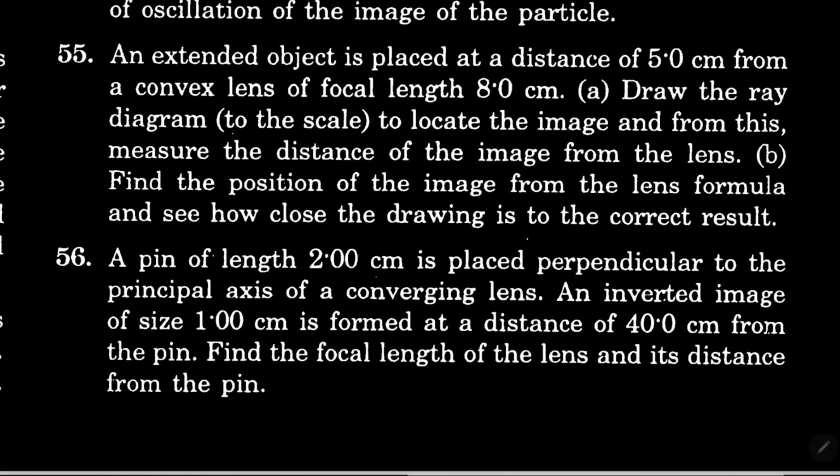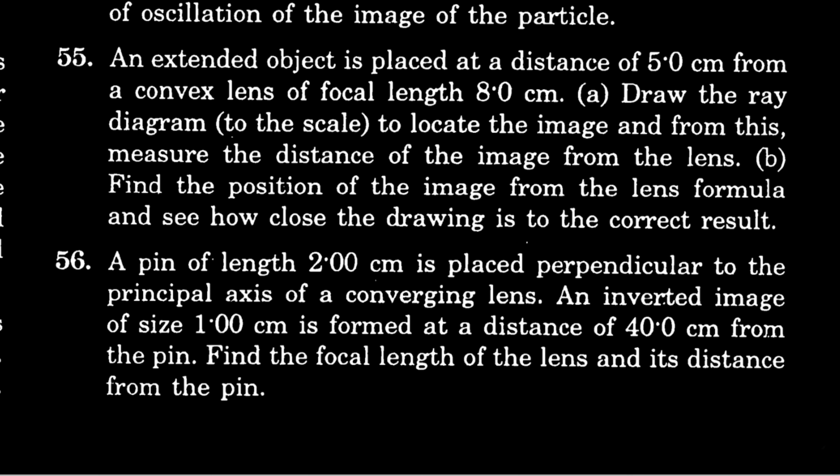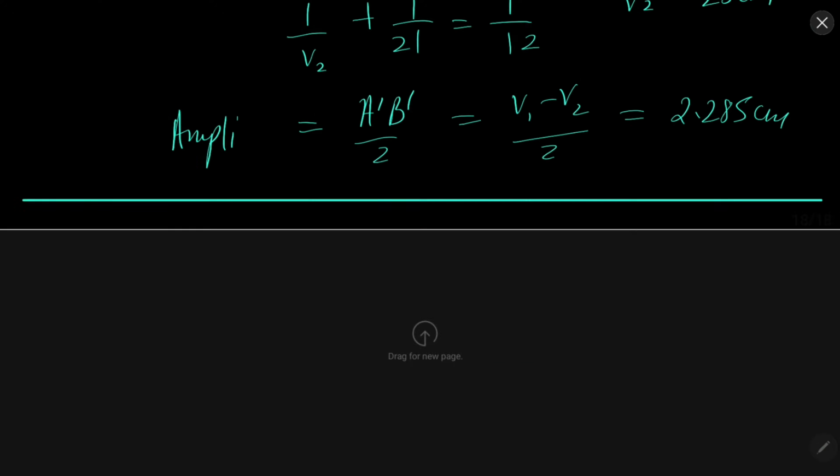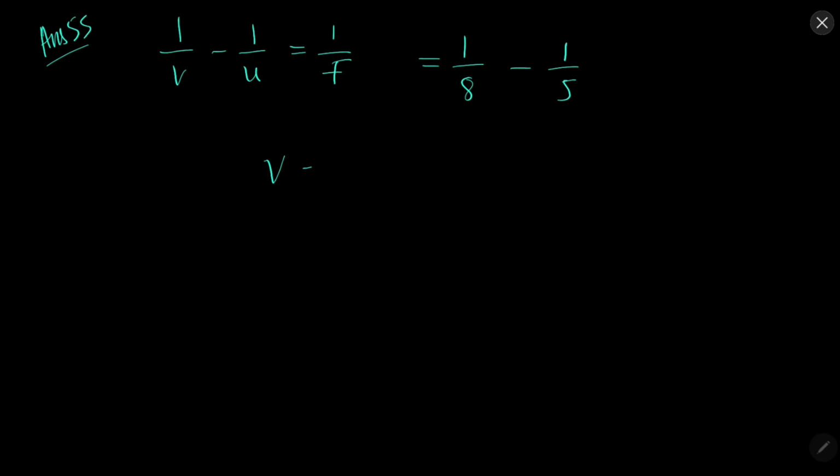In question 55, an extended object is placed. We need to draw the ray diagram and find the position of image. Solution 55. So 1 by V minus 1 by U equal to 1 by F. V will be minus 13.3 centimeter.